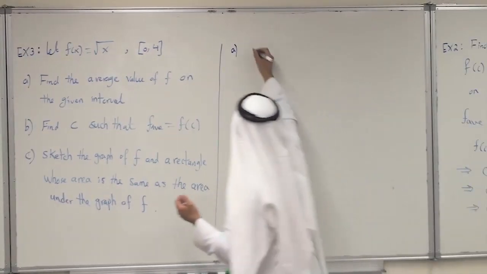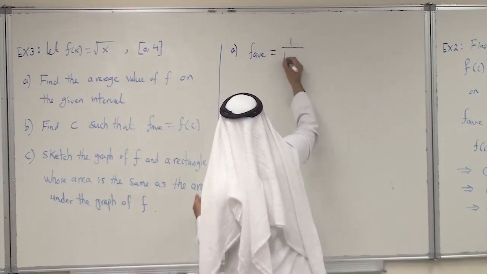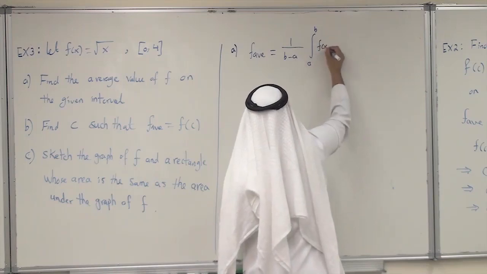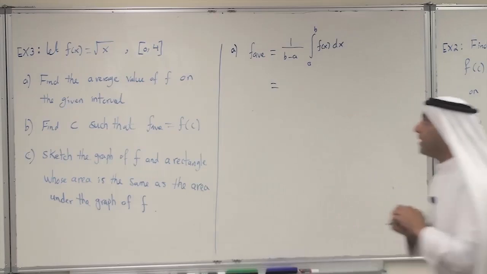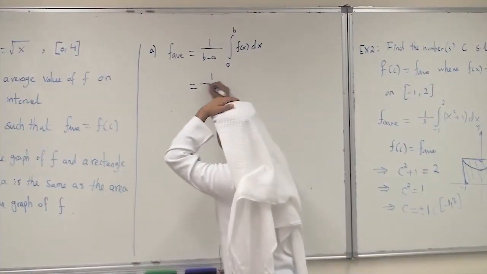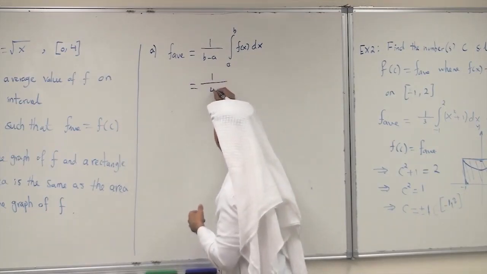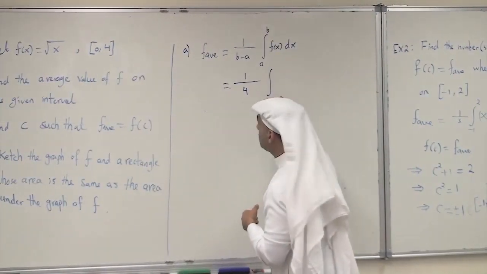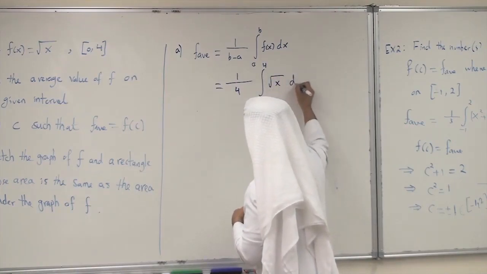So what should we do? The average value of the function, we apply the formula we derived. It says 1 over b minus a, the integral from a to b, f of x dx. Now, applying this for the specific function and the given interval, we just substitute for b and a, so it is 1 over 4 minus 0, that's 1 over 4, times the integral from 0 to 4 of radical x dx.